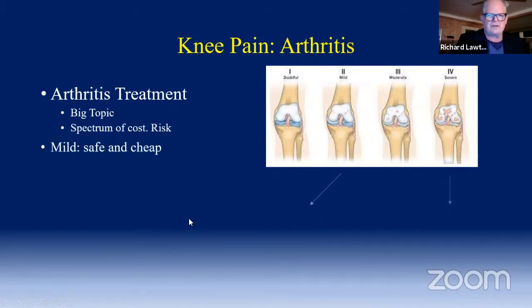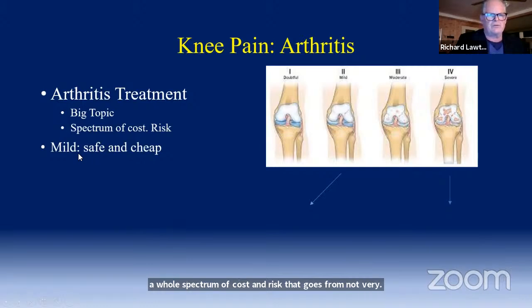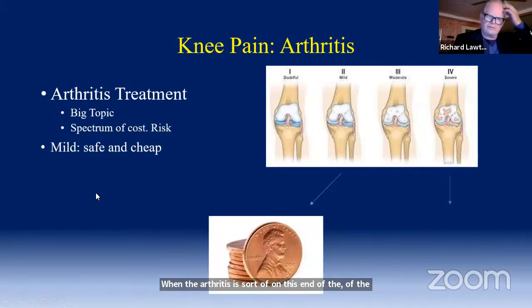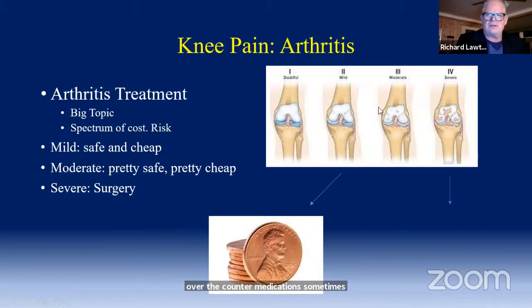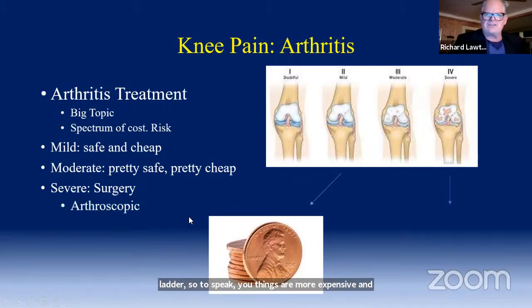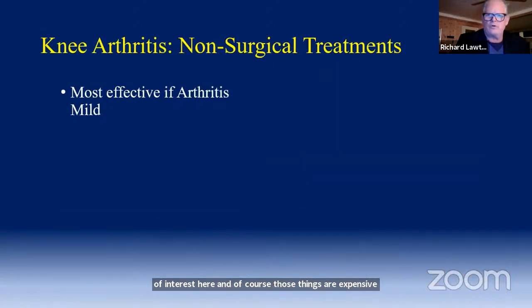There's a whole spectrum of cost and risk that goes from not very much to quite big. In general, when the arthritis is mild, as we see here, this is the spectrum of arthritis going from normal all the way to severe. When the arthritis is on this end of the pictures, then usually we can achieve good pain control with things that are safe and cheap for the patient. By that we mean things like Tylenol, over-the-counter medications, sometimes cortisone injection. And as you get in here, the treatments become more expensive because the cheaper things simply don't work anymore. The severity of the problem is too great for Tylenol and medications, other things to work. So we have to go up the ladder, so to speak, use things that are more expensive. And then when things get bad and the arthritis is severe, we have to think about surgery because the other things simply are not working. Arthroscopic surgery and knee replacement being the main topics of interest here. And of course, those things are expensive and have more risk than a Tylenol.